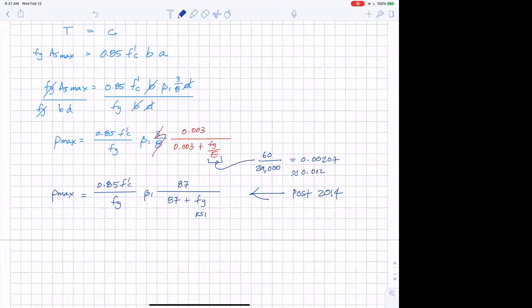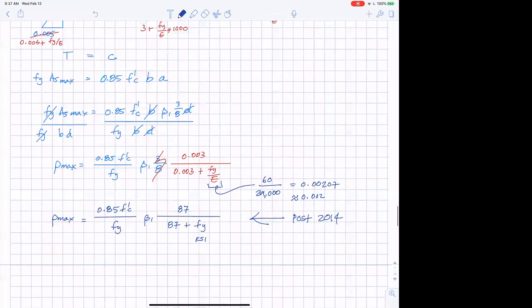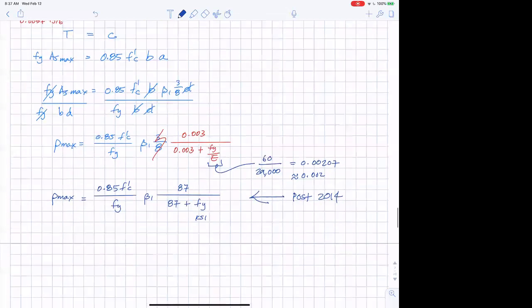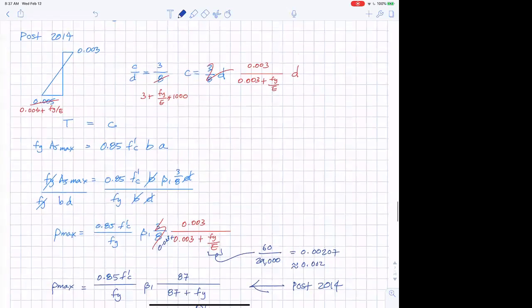0.002. And so that comes out to, oh, there's a mistake. I'm going too fast. There's an extra 0.003 in here, right? So I'm just going too fast. So C divided by D, that's the numerator. And this base down here is 0.003 plus Fy over E plus 0.003.